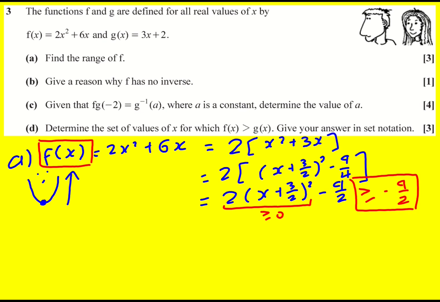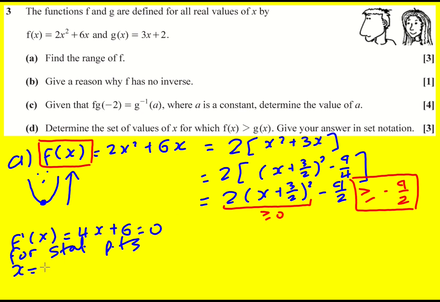Now, if you're not a fan of completing the square, let's differentiate. So we can do f dash x is equal to 4x plus 6 equals 0 for stationary points. You could argue that we know it's a positive quadratic, so we know it's going to be a minimum. We don't need to do the second derivative or anything. So x is then going to be minus 6 over 4 or minus 3 over 2.